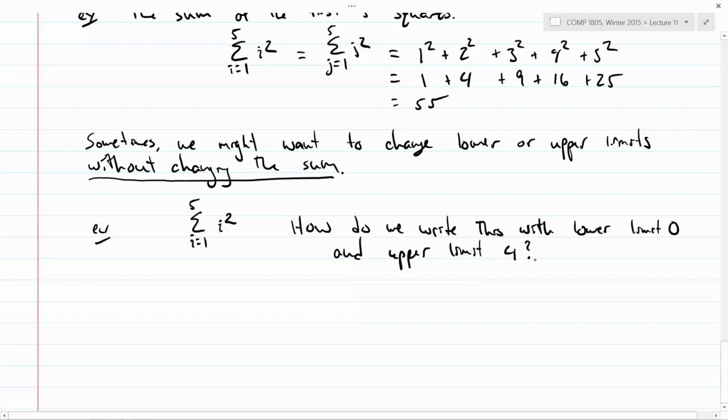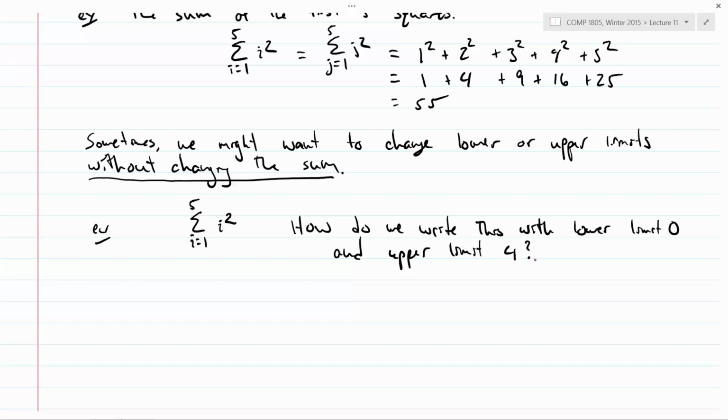One thing you can't do is just change it to i equals 0 to 4 of i squared, because then the sum is 0 squared plus 1 squared plus 2 squared plus 3 squared plus 4 squared, and that's definitely not the same thing as 55. So you can't just change those and hope for the best, because we want the sum to work out exactly the same.